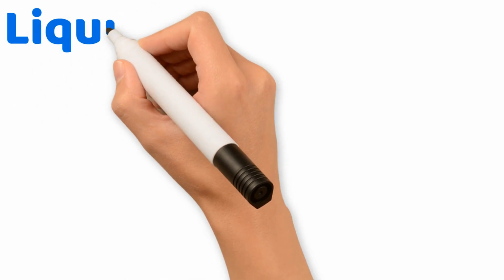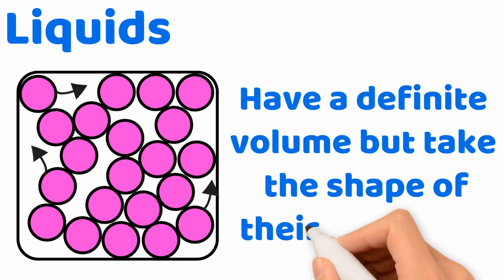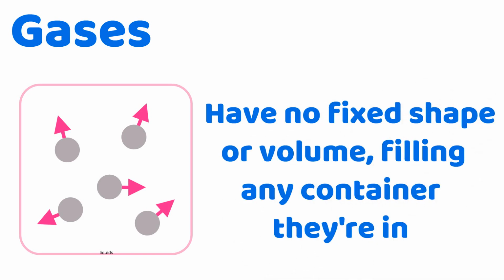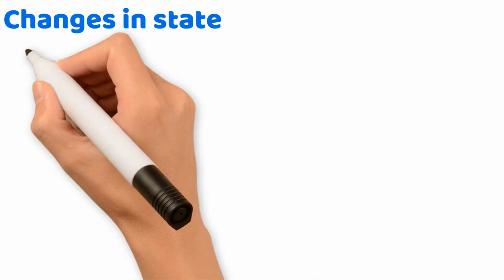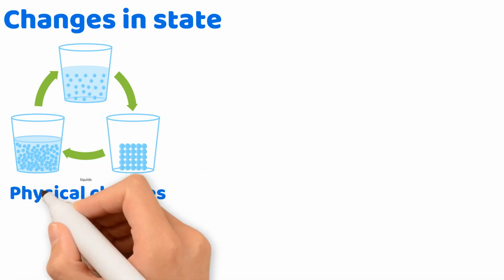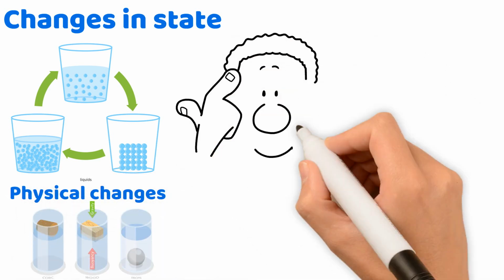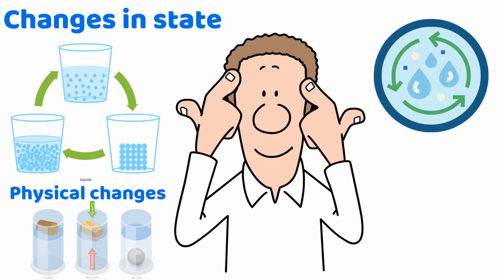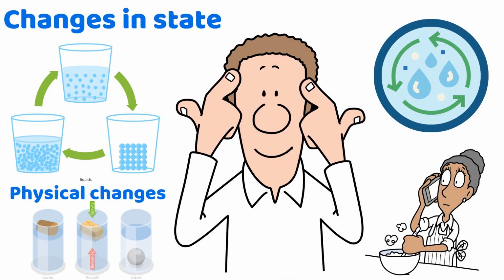Liquids have a definite volume but take the shape of their container. Gases have no fixed shape or volume, filling any container they're in. Changes in state, such as melting, freezing, and vaporization, are physical changes that affect matter's density and volume. Understanding these processes is key to explaining natural phenomena like the water cycle, and everyday processes like cooking.